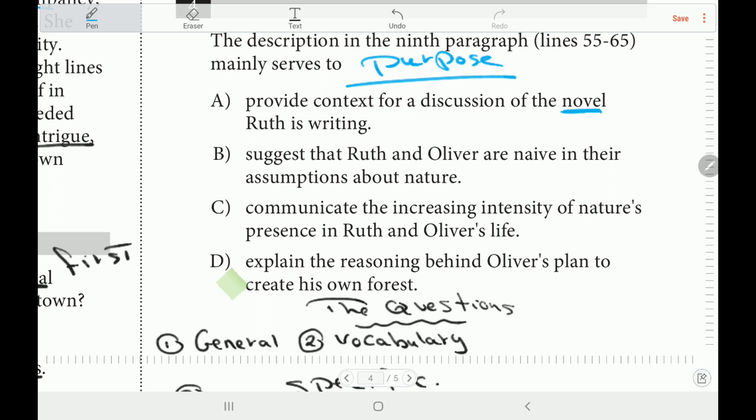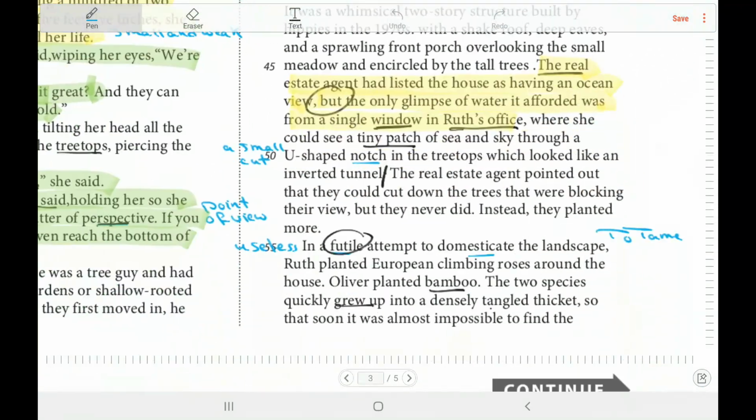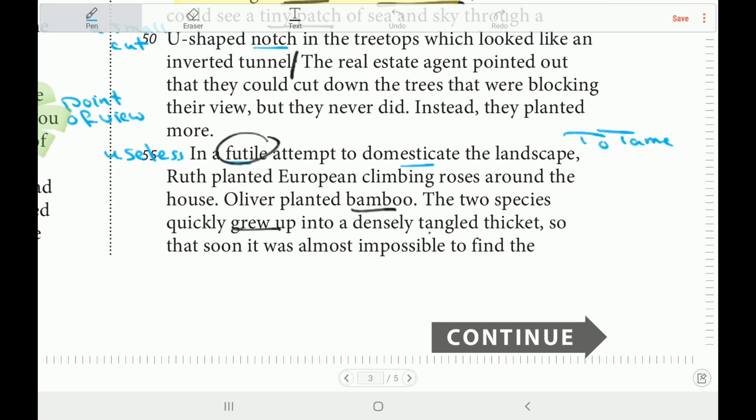Suggest that Ruth and Oliver are naive in their assumption about nature. Communicate the increasing intensity of nature's presence in Ruth and Oliver's life. Explain the reasoning behind Oliver's plan. Why did he create that plan? So let's read that part, line 55. So, in a futile attempt to domesticate the landscape, Ruth planted European climbing roses around the house.